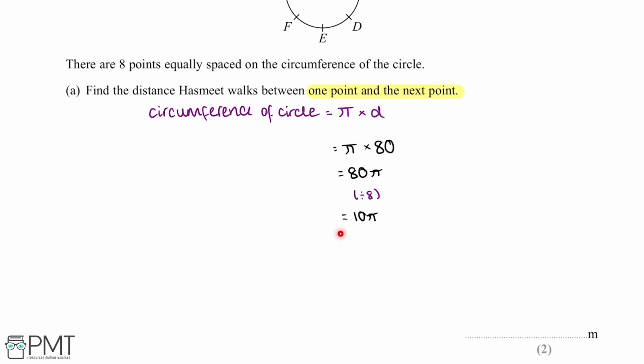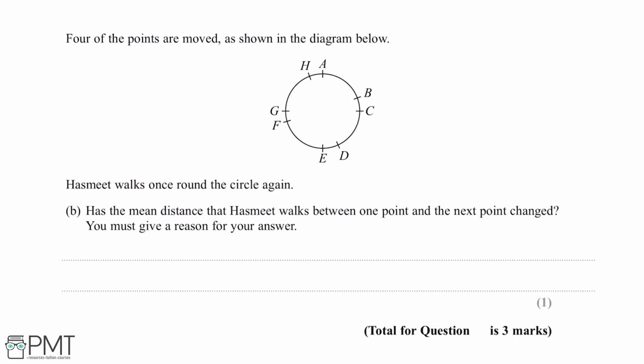Now we can leave our answer as 10 pi, or we can rewrite it as a decimal by pressing the change button on our calculator, and this will give us an answer of 31.42 to 2 decimal places. And this will be our final answer. Now this question's worth 2 marks. We'll get our first mark for working out the circumference of the full circle, and the second mark for the correct answer.